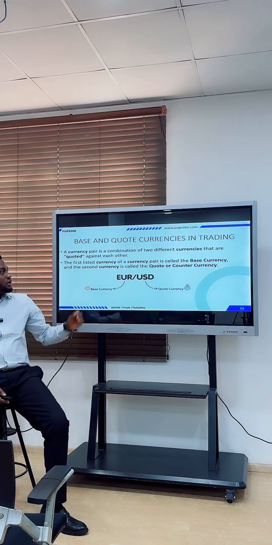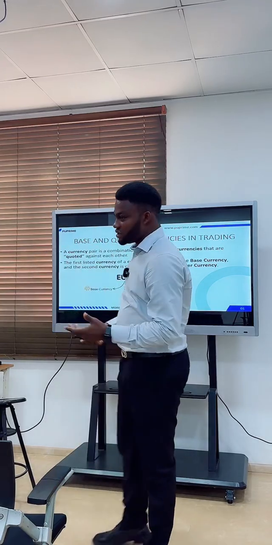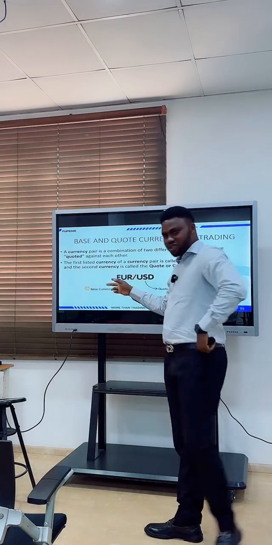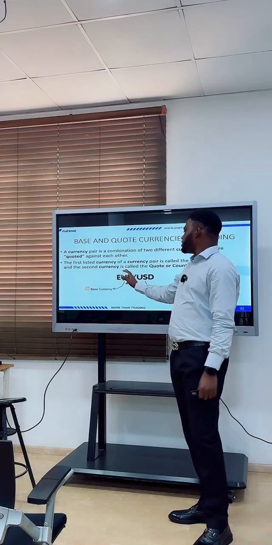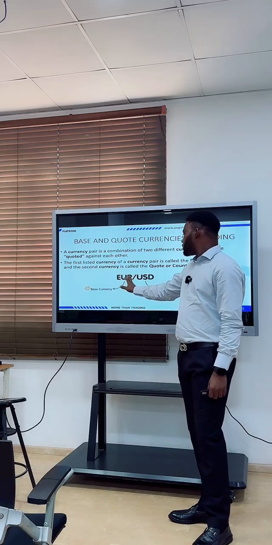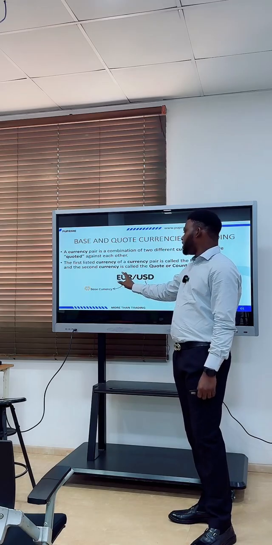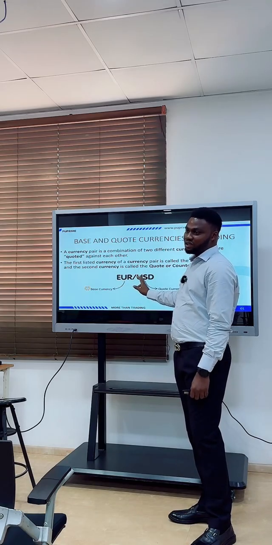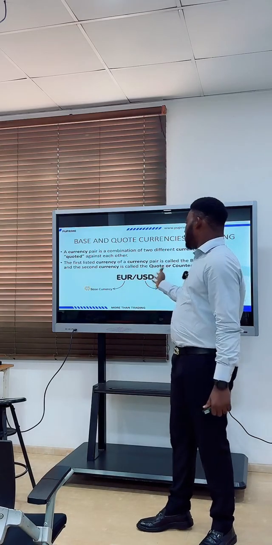Now, in forex trading, we always trade in pairs. That is, we are trading one currency against another currency. So for example, if I'm buying euro in this pair, I'm actually selling USD. And if I'm selling euro, I am buying USD. So that's basically what we have here.